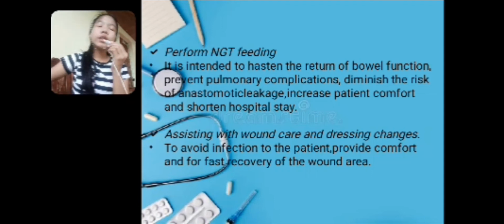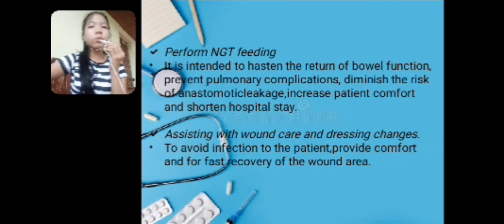How is the NGT tube done? The doctor or the nurse will insert the flat thin tube in the nose of the patient, then down to the esophagus and into the stomach. Once this tube is in place, they can use it to give food and medicines.